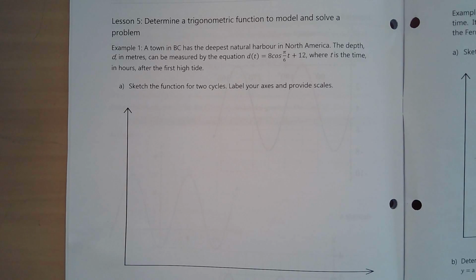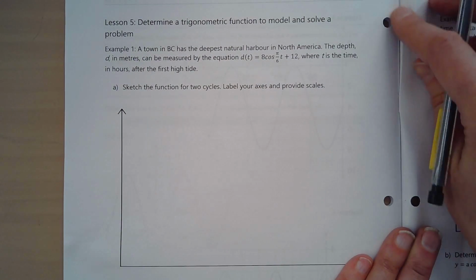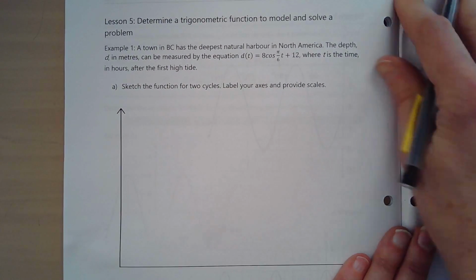So it says a town in BC has the deepest natural harbor in North America. The depth in meters can be measured by the equation d at t equals 8 cos pi on 6t plus 12, where t is time. Sketch the function for 2 cycles. So we should be able to do that. Label your axis and provide scales. So it's, I think, remembering back from your graphing skills, we should be able to do that.